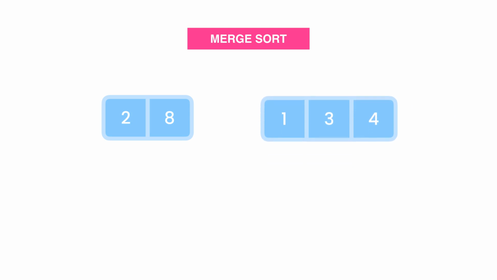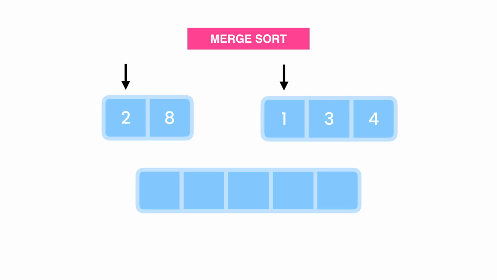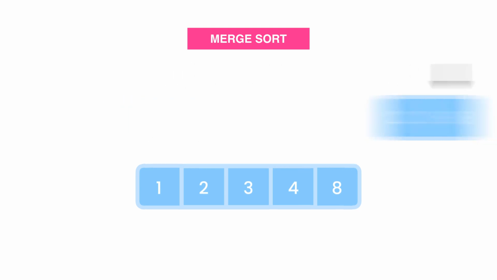We're almost done. We just need to merge these 2 arrays. Again, we read one item from each array and pick the smaller one. That is 1. Now we advance our pointer and read the next value. Between 2 and 3, we pick 2. Next, between 8 and 3, 3 is smaller, so we take that. Between 8 and 4, we pick 4. And finally, we insert 8. Our array is fully sorted.